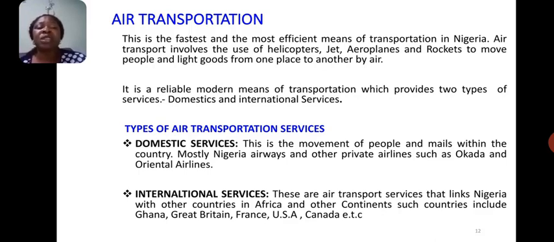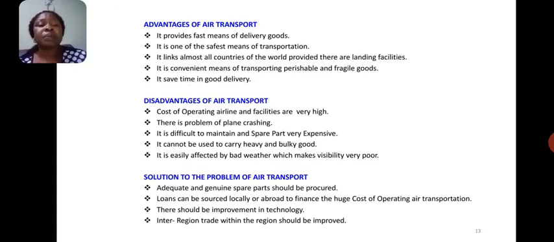Types of air transportation services. We are looking at the domestic services. This is the movement of people and mails within the country. Mostly Nigerian Airways and other private airlines such as Okada and Oriental Airlines. We are looking at the international services. These are air transport services that link Nigeria with other countries in Africa and other continents, such as countries like Ghana, Great Britain, France, US, Canada, etc.